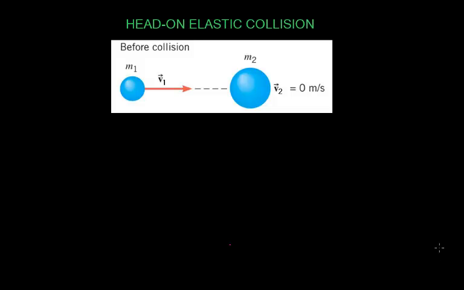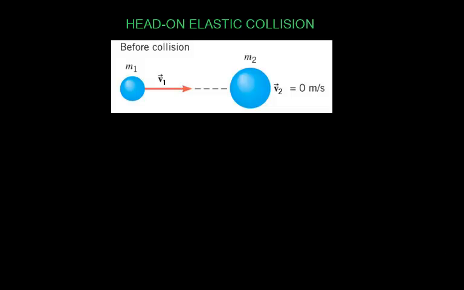Head-on elastic collision. A head-on elastic collision is a one-dimensional collision. The velocities of the objects involved in the collision are all lined up along the same line, and that is true before and after the collision. Notice also that in this collision, the mass m2 must be at rest before the collision. Elastic collisions are those collisions where the energy is conserved.